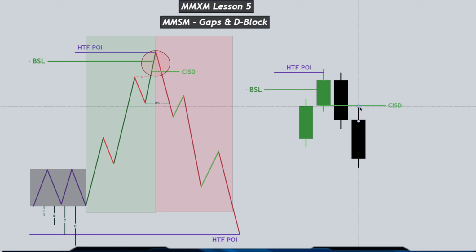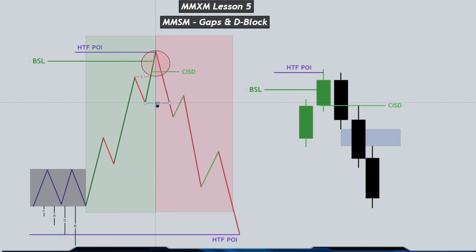So it can retrace back there and then it starts to show the displacement. However, my preference is a change in state of delivery, a high probability order block, or a market structure shift will be valid when you will see a fair value gap is happening during that specific move.